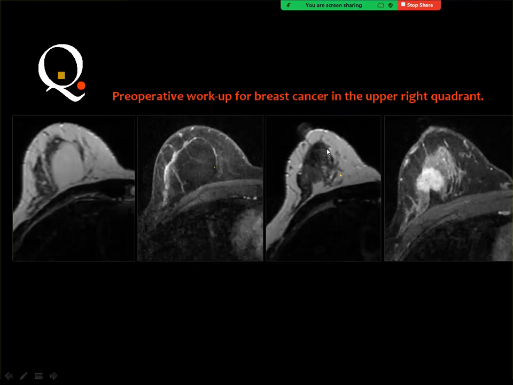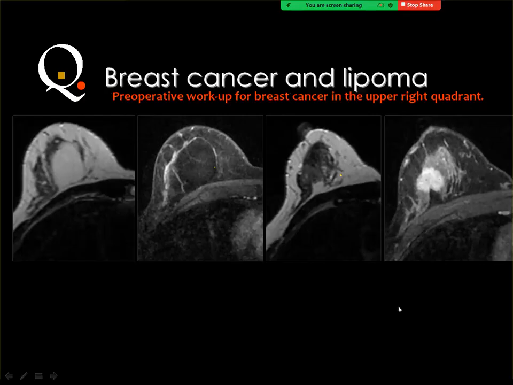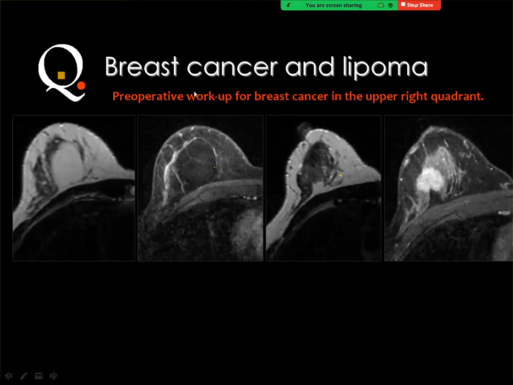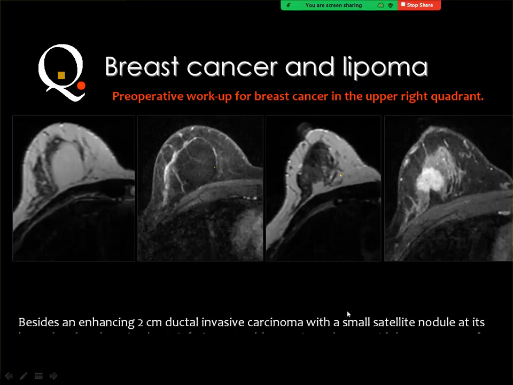Carcinoma and lipoma, very good answer. This is fat and it is suppressed in the fat images, and this is carcinoma, which is enhanced after contrast with fat suppressed images, and you have both lesions in the breast cancer and the lipoma.